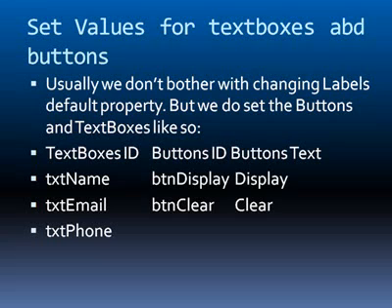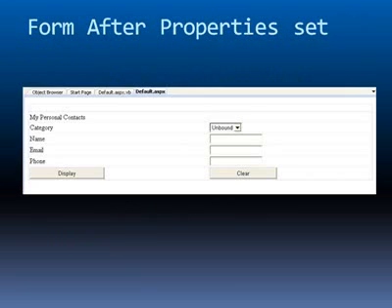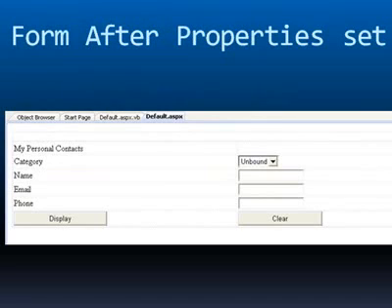This becomes a little more obvious as you see in the next screenshot. So here are my buttons, the Display and the Clear button, and the text boxes have the names that we just showed you a moment ago. So once your web page or your web form has its properties set, this is what it should look like.